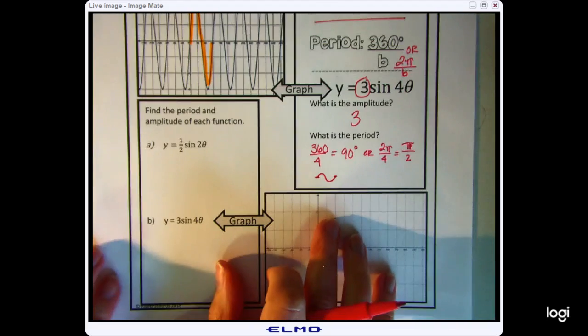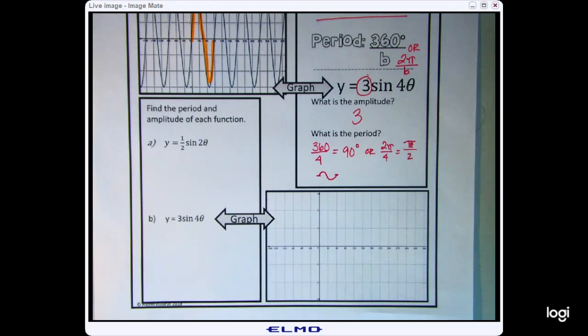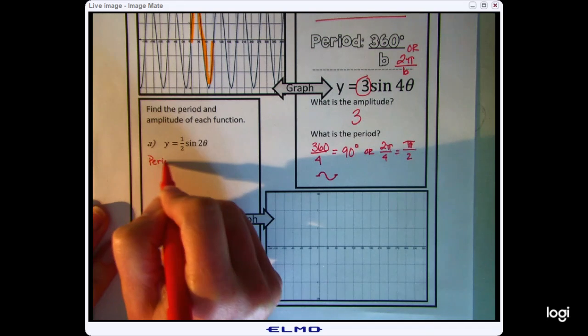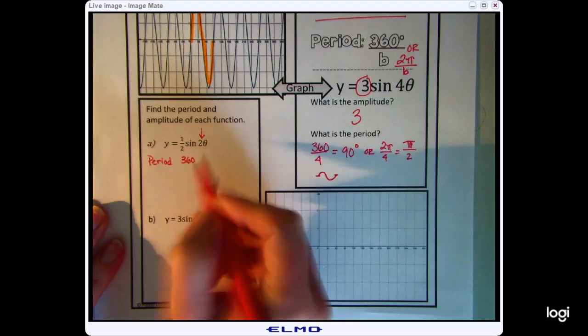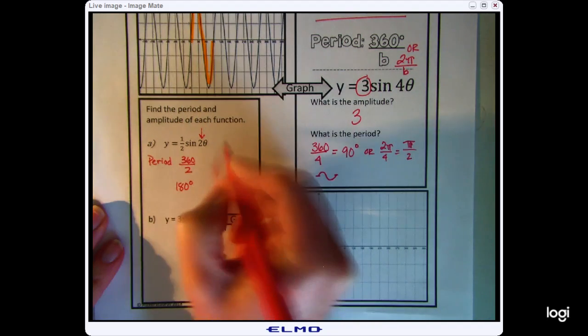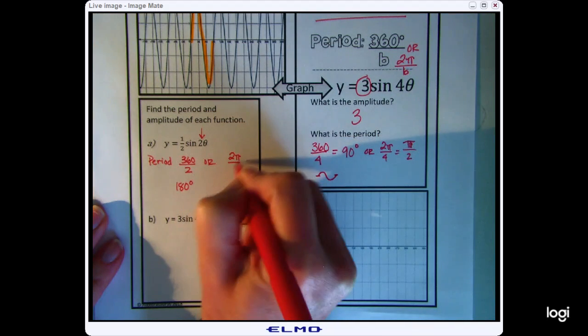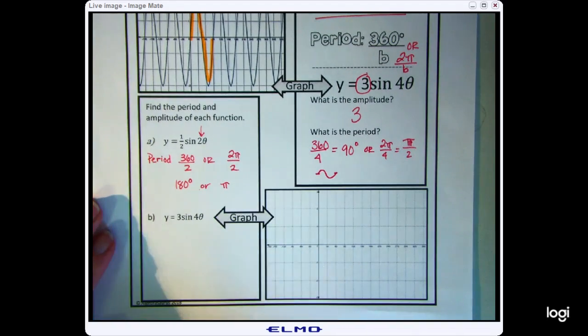Okay, so coming over here, find the period and amplitude of each function. All right, how do I find the period? 360 divided by the number in front of our x or theta in this case, which is 180 degrees, or if you're working in radians, 2 pi divided by 2, or every pi radians.